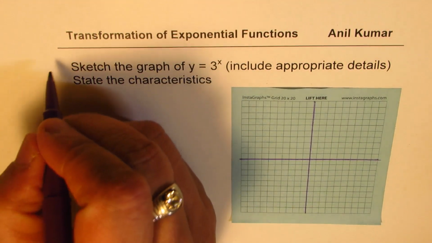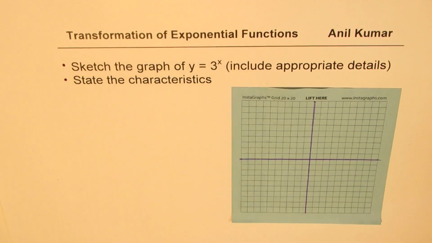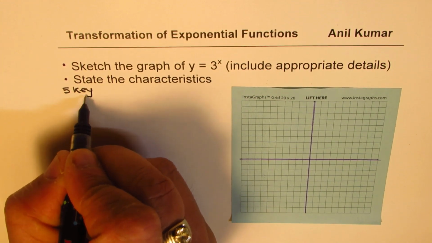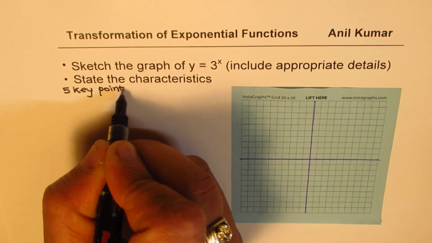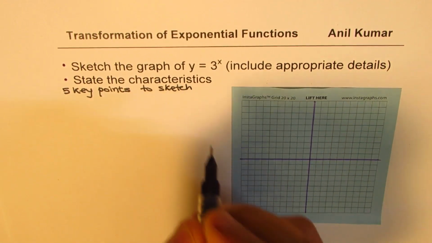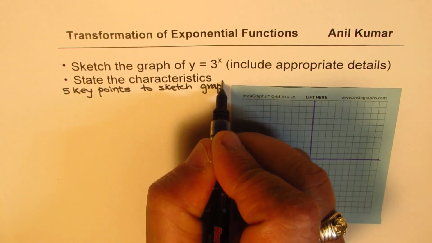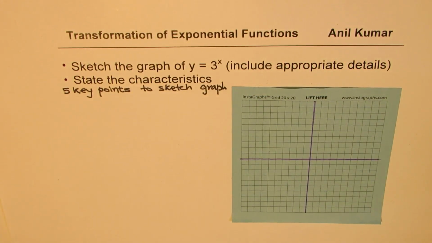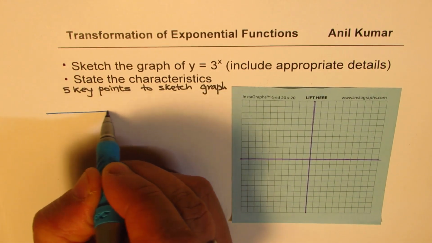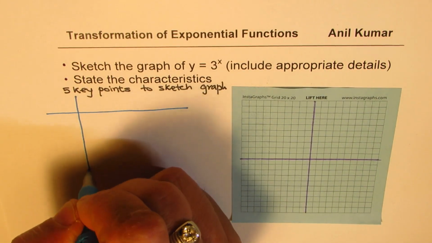So we have two parts to this. First, we need to sketch the graph. Second, we have to clearly write down all the characteristics. Now, to sketch the graph, we basically need 5 key points. Now, this is common for all the graphs. Whenever you draw a graph, you always need 5 key points. So you have to look for what these key points are, right? So now for an exponential function, what do you think are the key points?